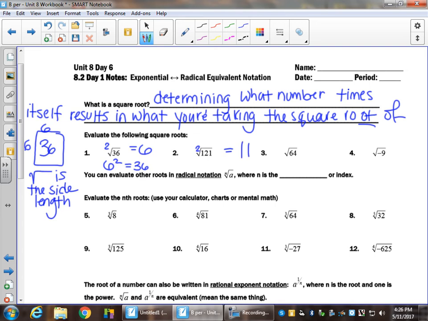What's the square root of 64? Square root of 64 is 8, because 8 times 8 is 64. And then last but not least, square root of -9. Can I take the square root of a negative number? No, I can't. This is no solution.